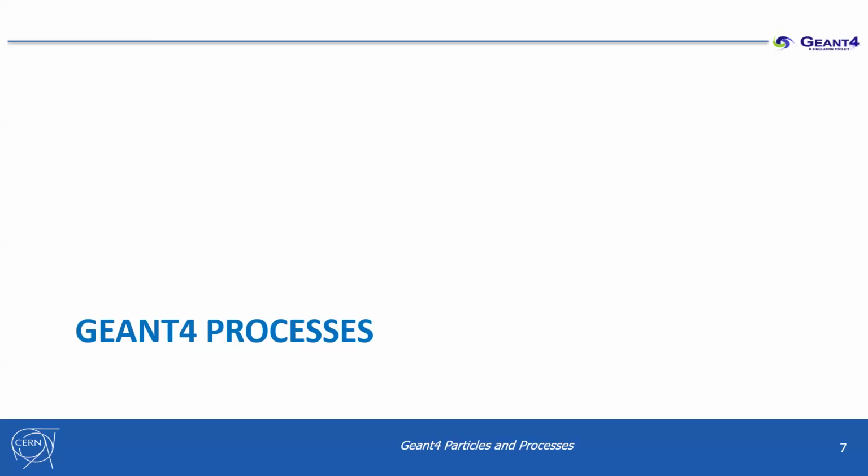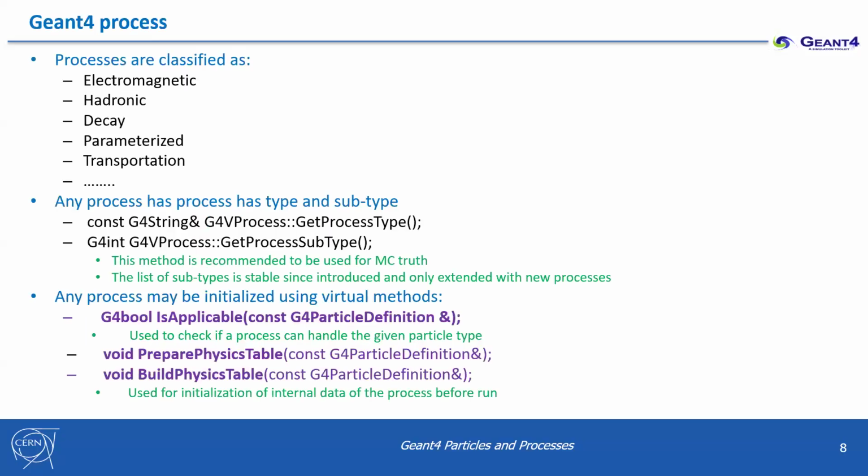If not immediate, let's go to G4 processes. We have classification of G4 processes. Each process is a class. It may be electromagnetic, hadronic, decay, parameterized, and even transportation, and maybe different. Any process has two characteristics, type and subtype. Type is string. It may be electromagnetic, hadronic, or whatever.